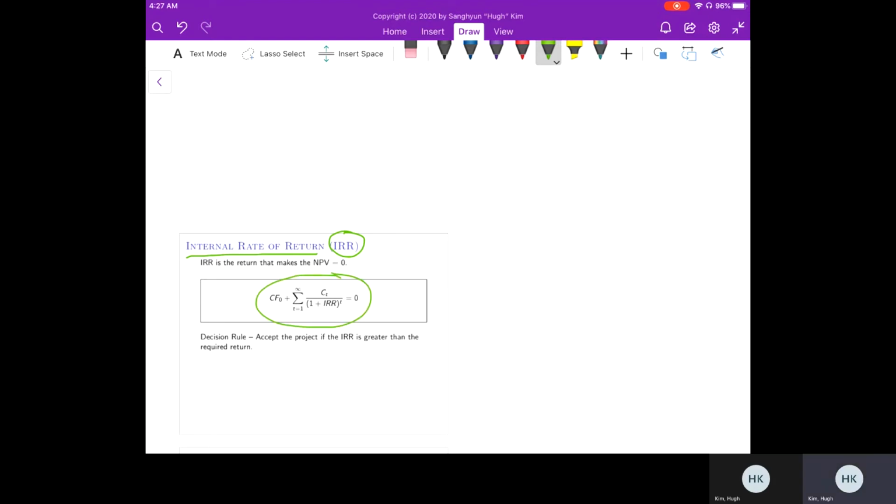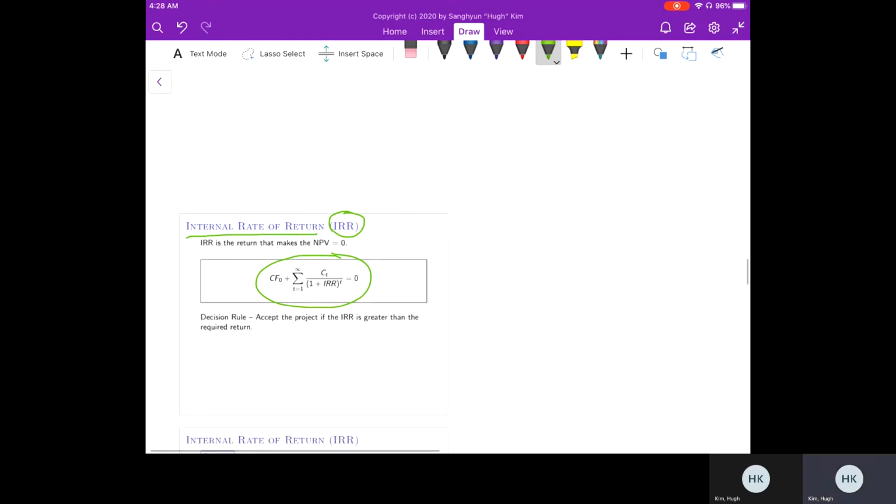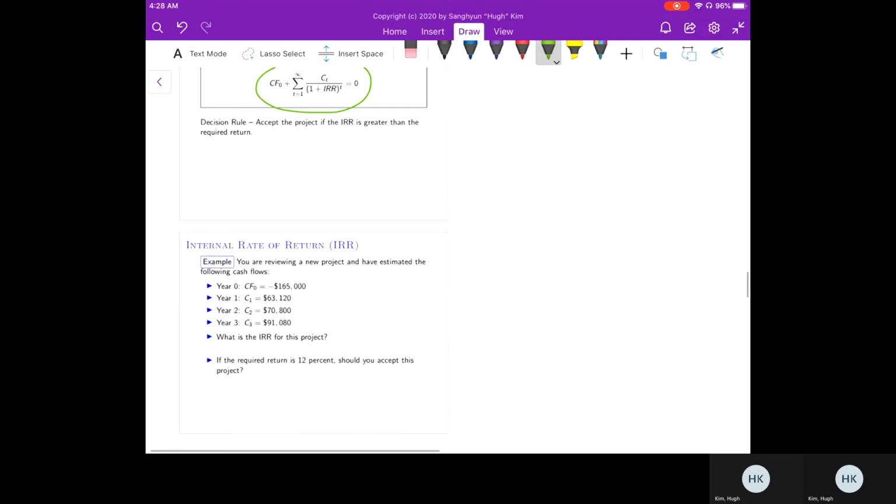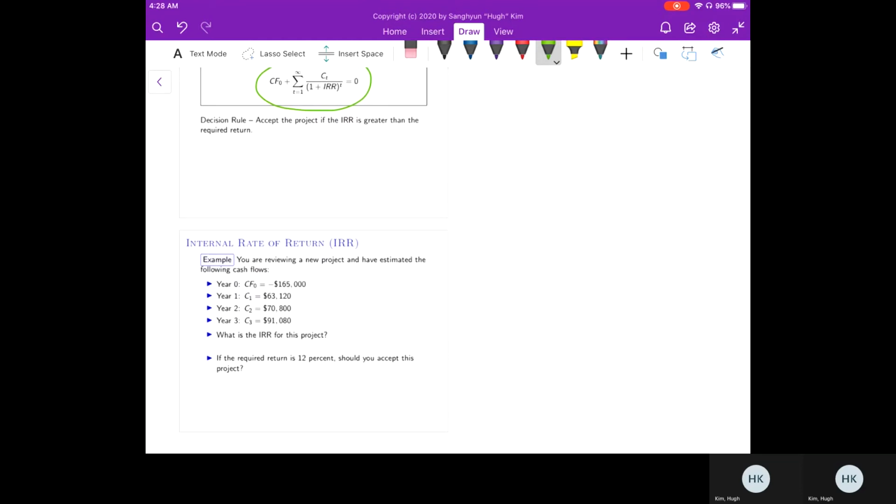The IRR decision rule is to accept the project if the IRR is greater than the required return, meaning that the project is earning more than what is required to make up for the cost to the investors. Let's go back to our example. What is the IRR for this project?